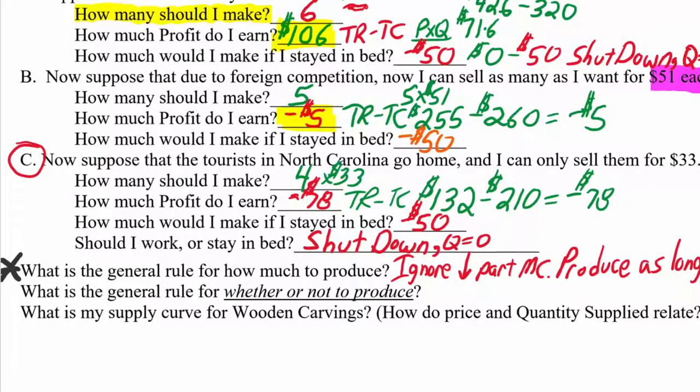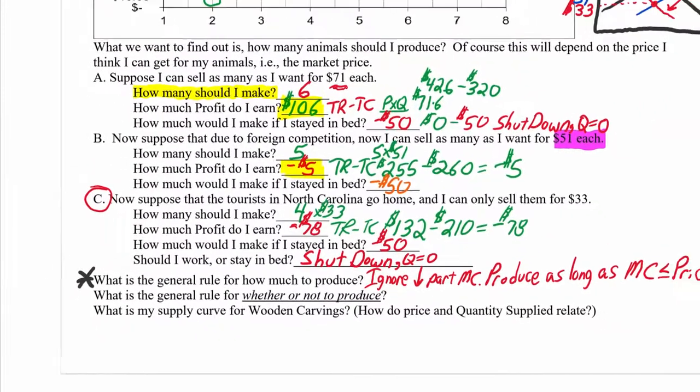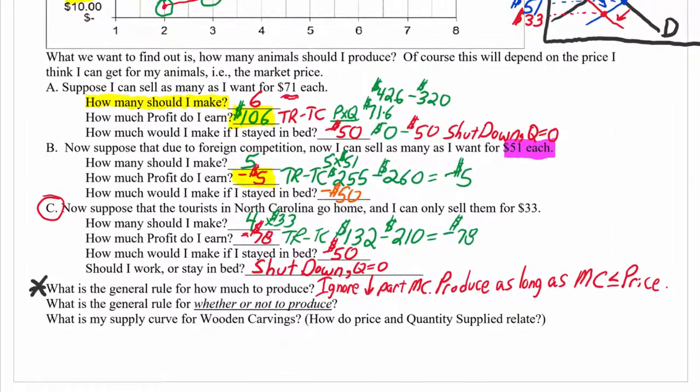Now, why is that? Well, there are a few ways to think about how to explain what's going on here in scenario three. Basically, the price has gotten so low that it's not worth it to produce anything. We do worse producing than by shutting down and producing zero. That's one way to think about it.